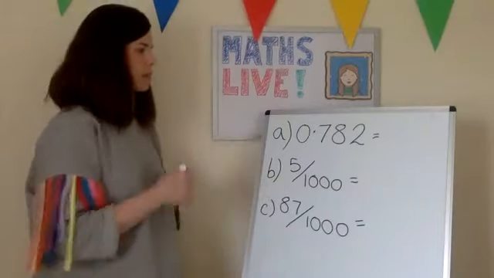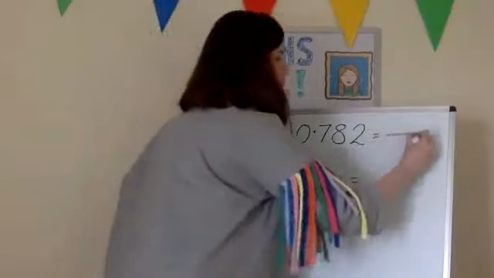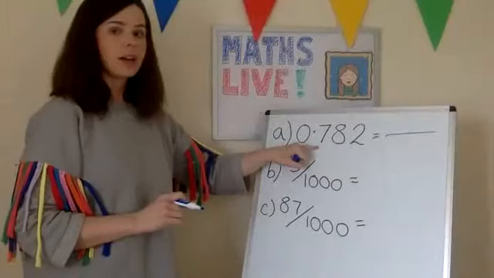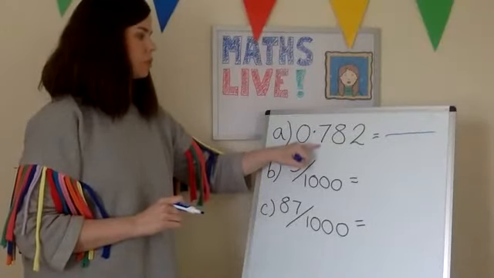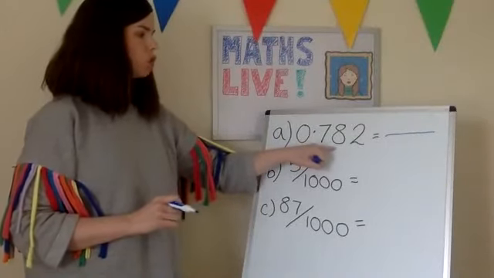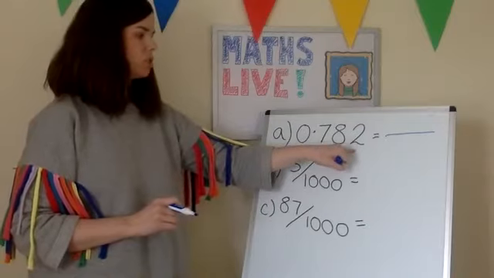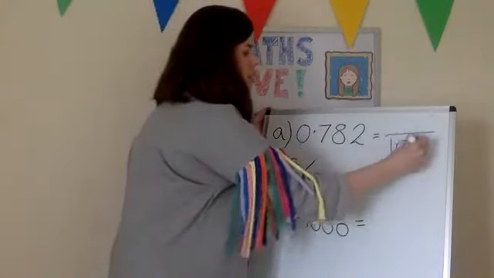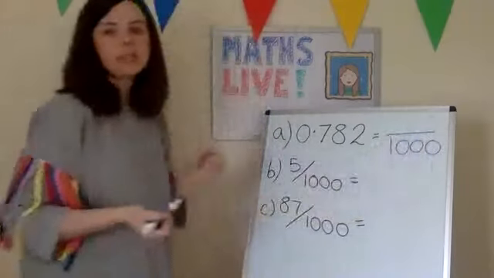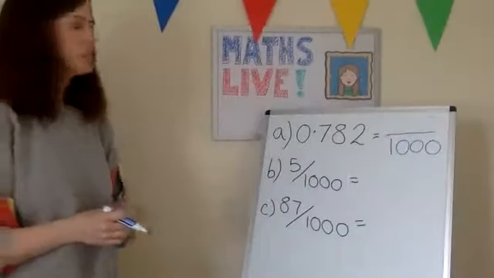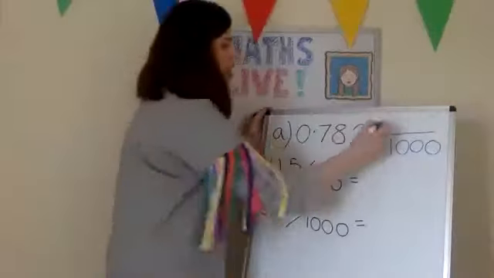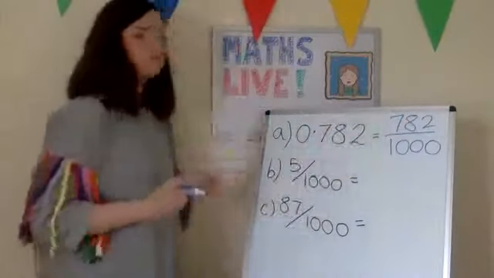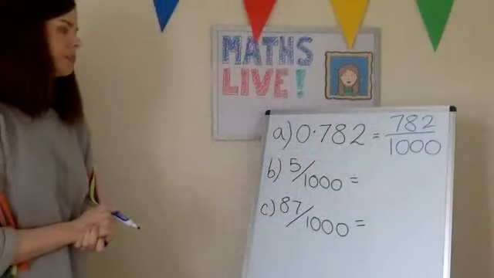The first one, we're making it as a fraction. Now, we're actually going another decimal place further. So we've got tenths, hundredths, and thousandths. So we've gone into the thousandths, which means our denominator, the bottom of our fraction, has to be 1,000. How many thousandths? 782. So well done if you got that right.